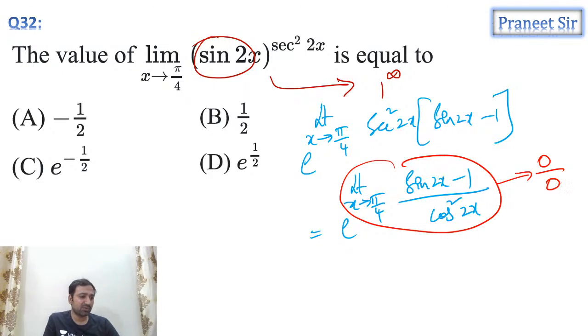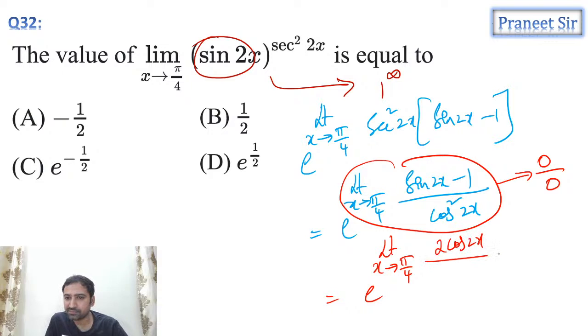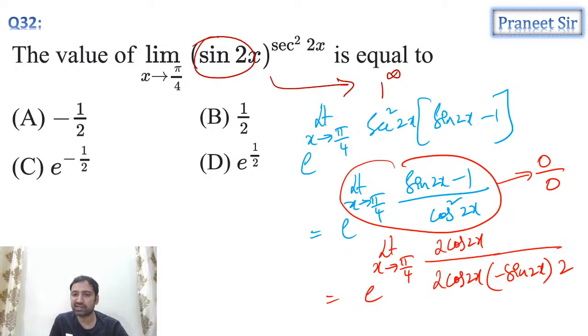Can we apply L'Hospital rule here? Let's apply L'Hospital rule. Limit x tending to pi by 4. Sine 2x differentiation is 2 cos 2x. And cos square 2x differentiation is 2 cos 2x into cos 2x differentiation, which is minus sin 2x, into 2x differentiation, which is 2. So can we cancel 2 cos 2x and 2 cos 2x? Let's cancel them, and then what are we getting?